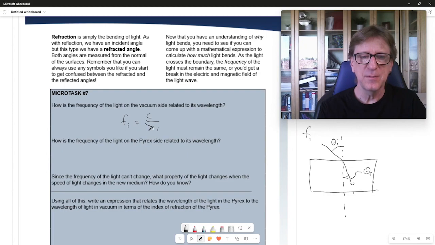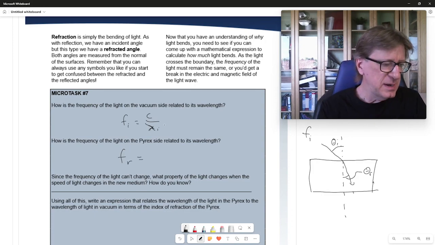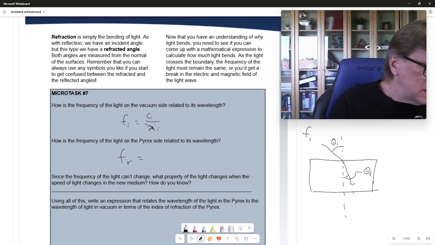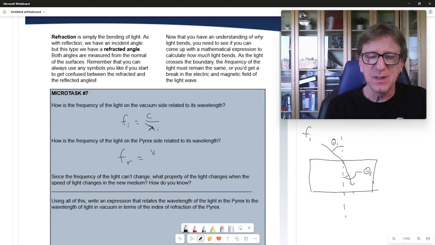And that's a lambda there. How is the frequency of light on the Pyrex side related to its wavelength? That's going to be the same thing, right? So here, this is in the refracted medium, but now it's going to be a little bit different. Now it's got to be the velocity of the material, so divided by lambda R, right?